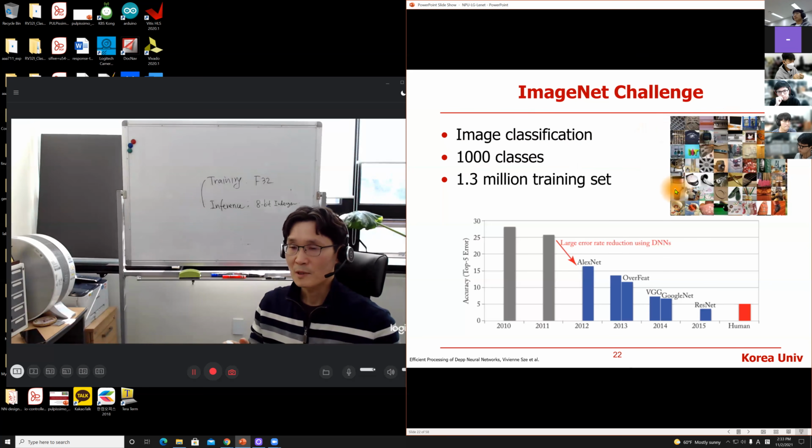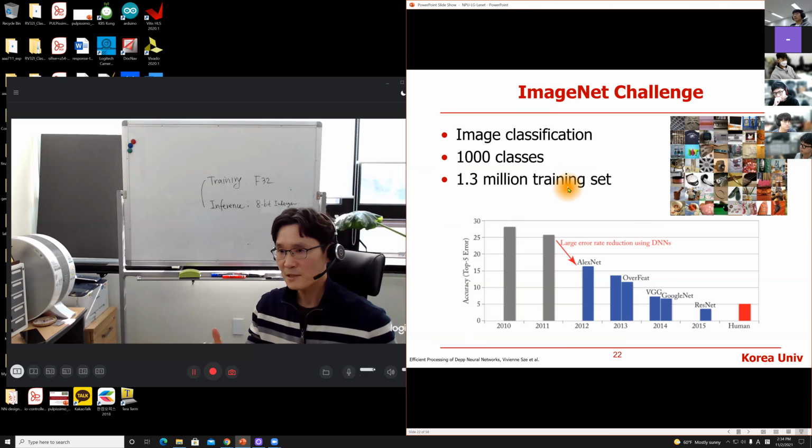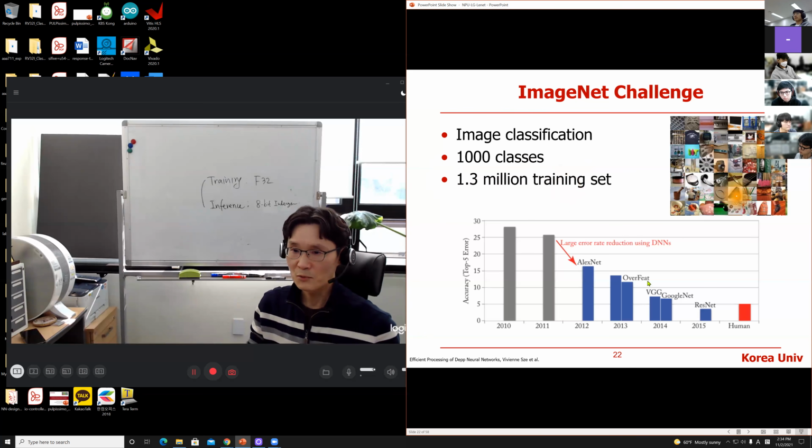By training a DNN model with 1.3 million images, after training, the model is supposed to recognize a new image and tell, okay, this new image is a knife, the new image is shoes, and so on, right?